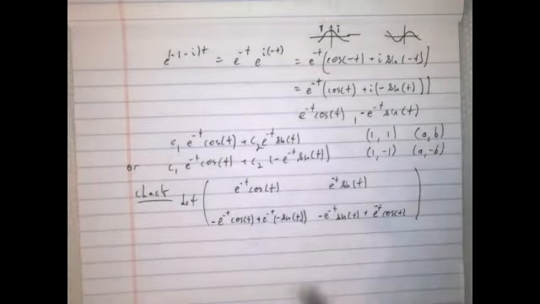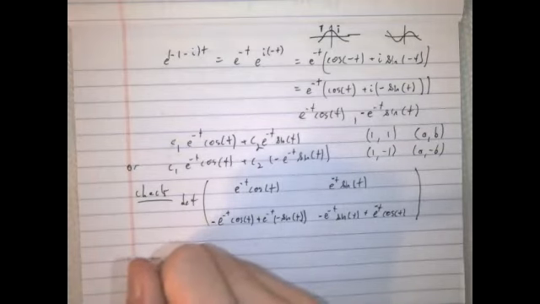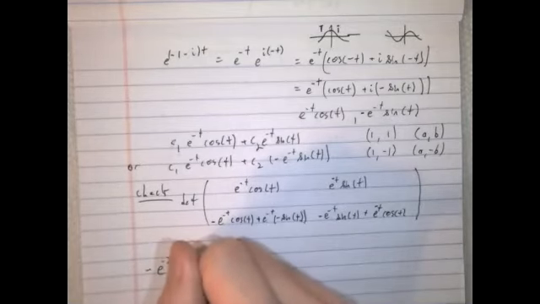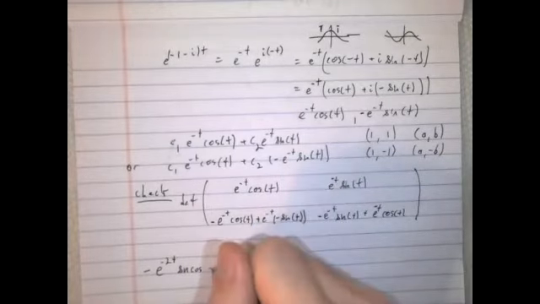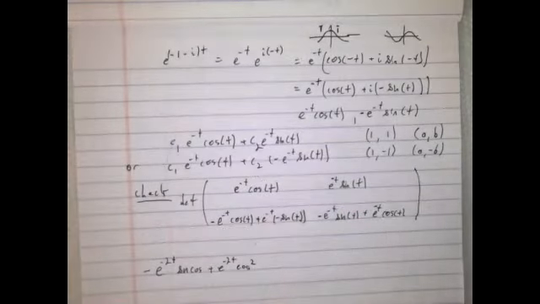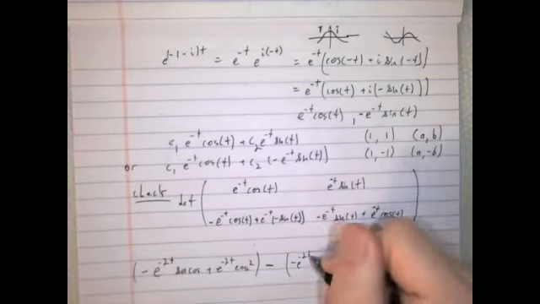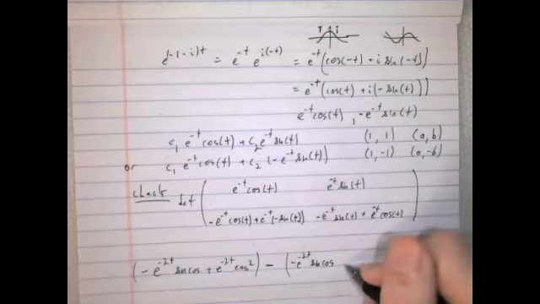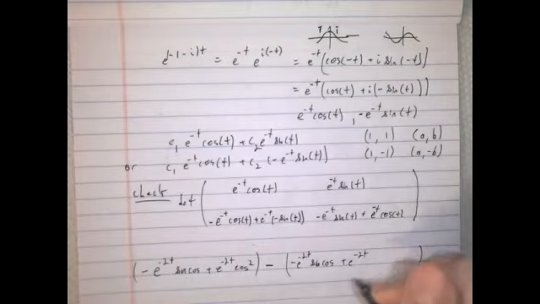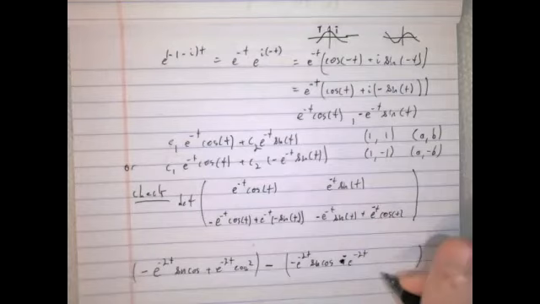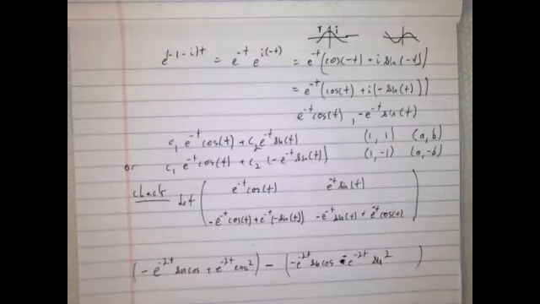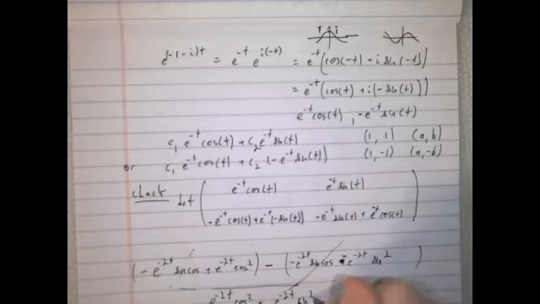Okay, and when I take determinants here, it's going to be kind of a long thing. Over here, I'm going to get a negative e to the negative 2t sine cos plus e to the negative 2t cos squared, minus, here I'm going to get a negative e to the negative 2t sine cos, and here a plus e to the negative 2t, I should have a negative here, minus sine squared, right? Do we agree? And so the terms with sine and cosine will cancel with each other, and we'll be left with e to the negative 2t cosine squared plus e to the negative 2t sine squared, which is just equal to e to the negative 2t.